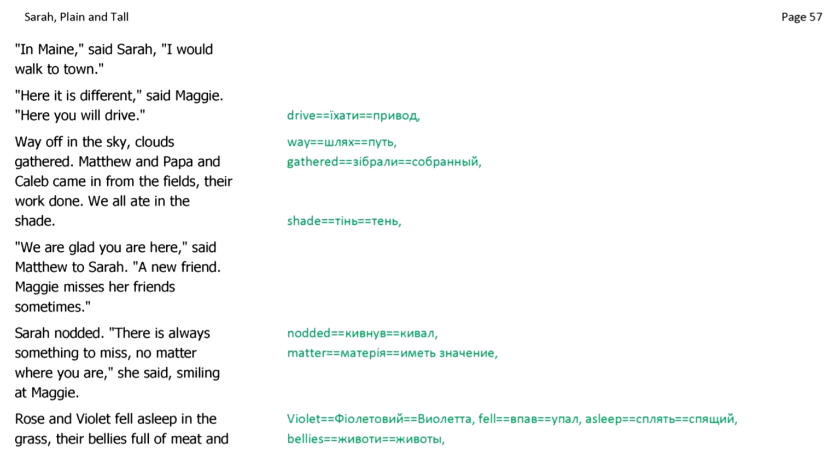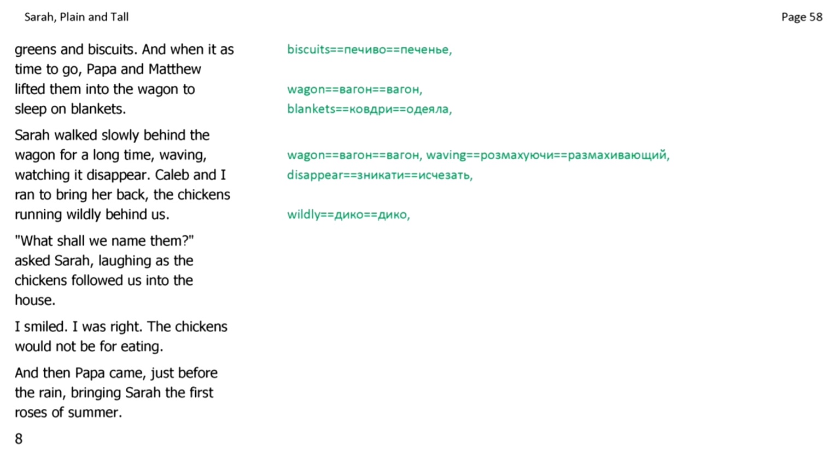Rose and Violet fell asleep in the grass, their bellies full of meat and greens and biscuits. And when it was time to go, Papa and Matthew lifted them into the wagon to sleep on the blankets. Sara walked slowly behind the wagon for a long time, waving, watching it disappear. Caleb and I ran to bring her back, the chickens running wildly after us.